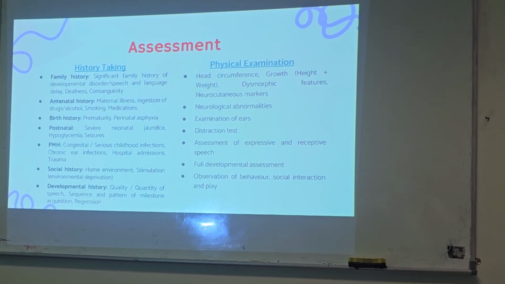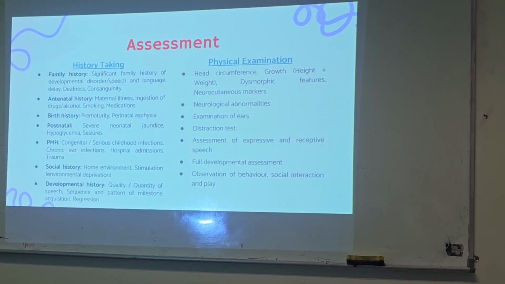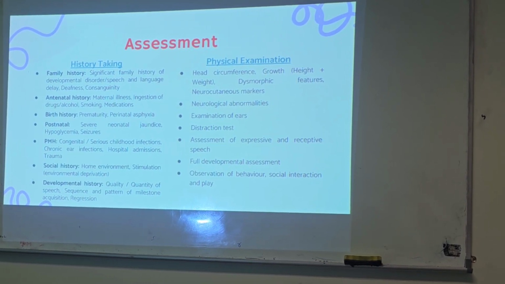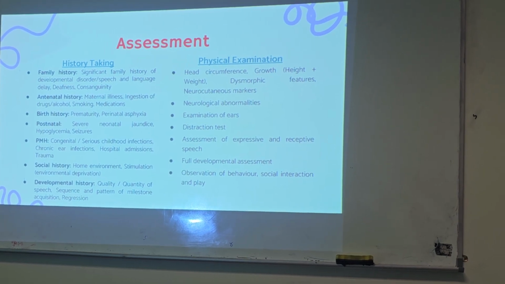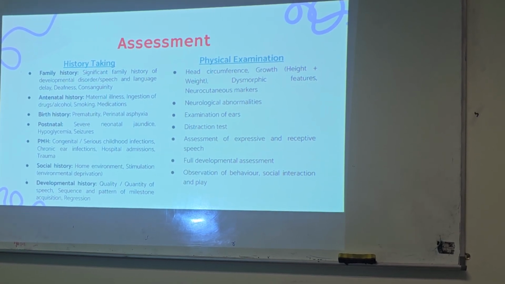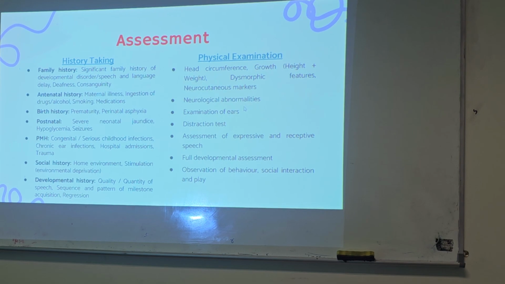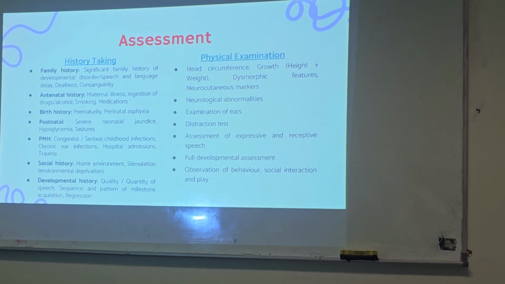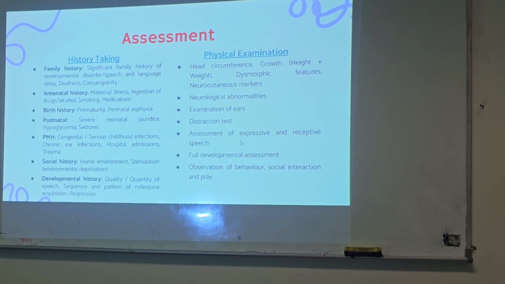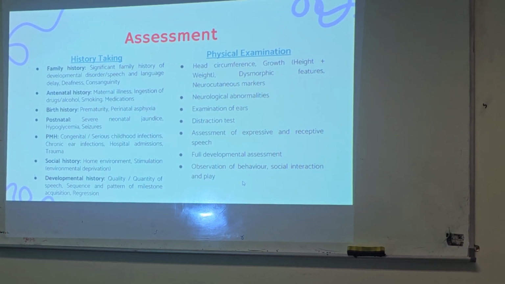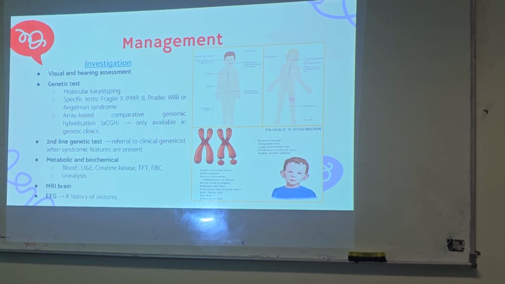The distraction test is an examination that we do to determine hearing impairment. It is generally an alternative to audiometry in children, because in audiometry you require the person to understand that once they hear the sound they have to press, but children will not be able to do so. Therefore they came up with the distraction test, which is basically to distract the child and see if the child responds to your cue. Another thing we can do is assess expressive and receptive language, do a full developmental assessment, and observe how the child is interacting, playing, and what their social behavior is like.